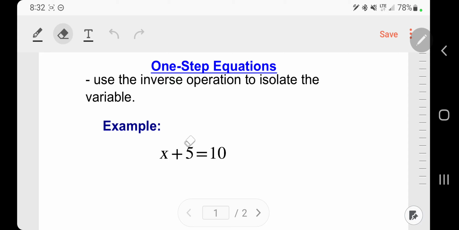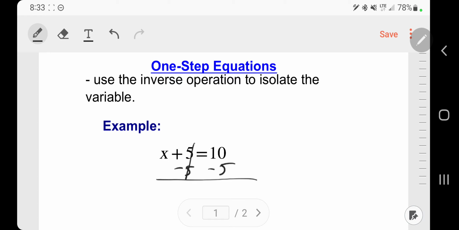What we look for is what's happening on our left side, what's happening to our x value. So in this case, we have our x being added. It's x plus 5. All right, so the inverse operation for adding 5 would be to subtract 5. So what I'll do is I'll subtract 5, and because it's an equation, what I do on one side of an equation, I have to also do on the other side of my equation as well.